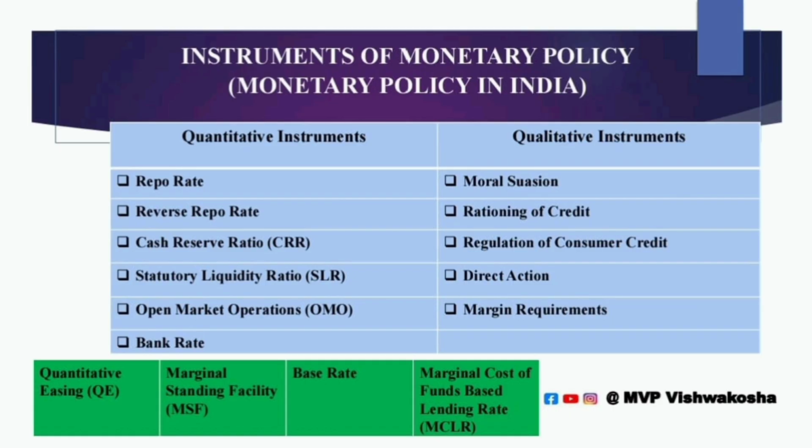Next is the marginal standing facility. The current marginal standing facility rate is 6.75%. What do you mean by marginal standing facility? It is a facility provided by the Reserve Bank of India that allows commercial banks to borrow overnight funds from the central bank at a higher interest rate than the repo rate. When a bank is facing a shortage of liquidity, it can borrow funds from the RBI through this facility. Its purpose is to provide emergency liquidity support and to stabilize the financial system.